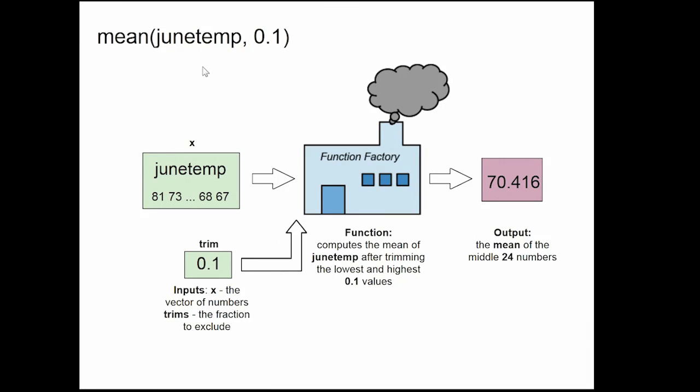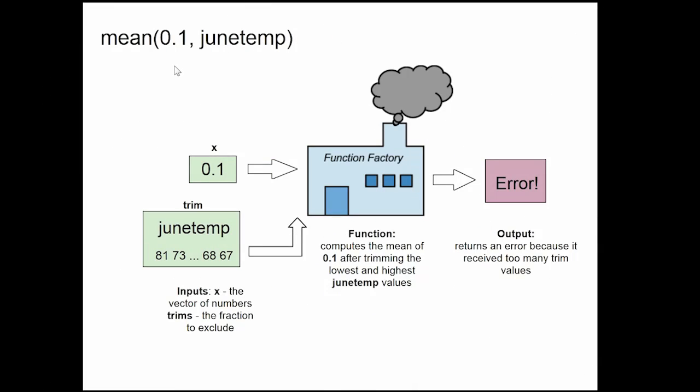Since R enters the argument in order, we can omit the trim equals part in the previous command. Since we're not specifying which argument the 0.1 is corresponding to, R will use the order on the help page. Again, since the second argument for mean was trim, it will assume that the 0.1 is corresponding to trim. If I type this command into R, I will calculate the mean using the middle 24 temperatures.